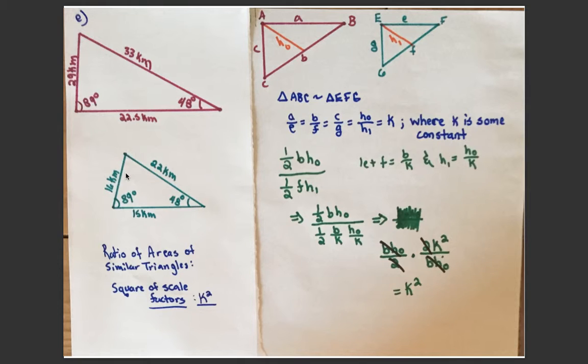So we say the larger triangle ABC is similar to the smaller triangle EFG. Based on what we determined in part A, we know that A over E equals B over F equals C over G equals the height of the large triangle over the height of the smaller triangle equals some scale factor K, where K is some constant. Using that knowledge, we can begin to construct our formula. So we have the area of our larger triangle over the area of our smaller triangle.